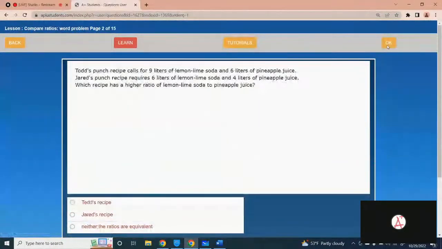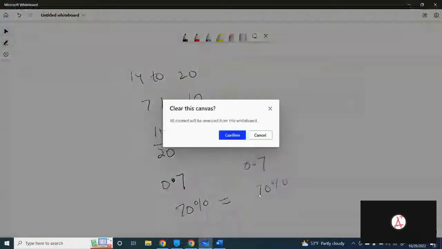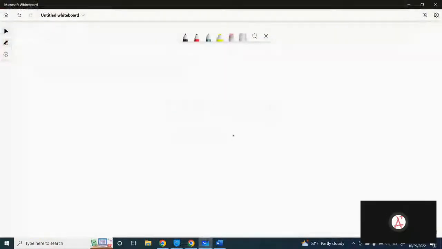Okay, the next one is: Toad's punch recipe calls for 9 liters of lemon lime soda and 6 liters of pineapple juice. Jared's punch recipe requires 6 liters of lemon lime soda and 4 liters of pineapple juice. Which recipe has a higher ratio of lemon lime soda to pineapple juice? Okay, let's just write them down. So it would be 9 to 6, and 6 to 4.